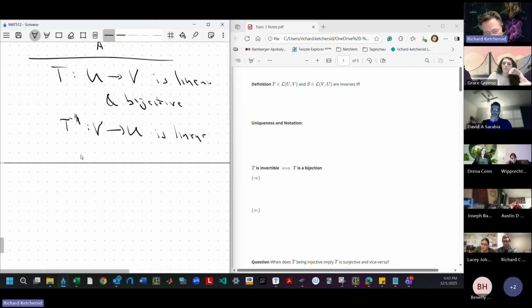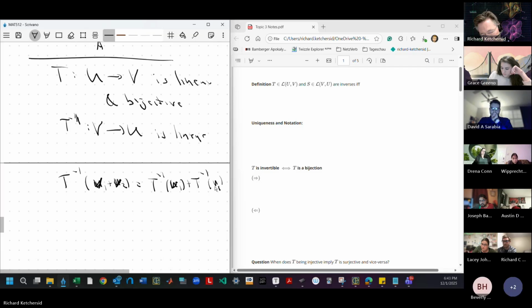And the proof is kind of, I mean, what do we want to show? I'll do part of the proof, right? So I want to show, for example, that T inverse of U1 plus U2 is equal to T inverse of U1 plus T inverse of U2, right? Let me change this to V's because I have V in U, so let me call these V's. Right, so that's the sort of thing I would like to show.